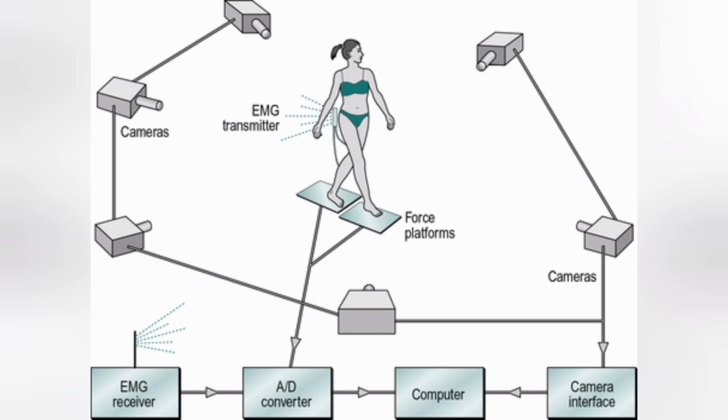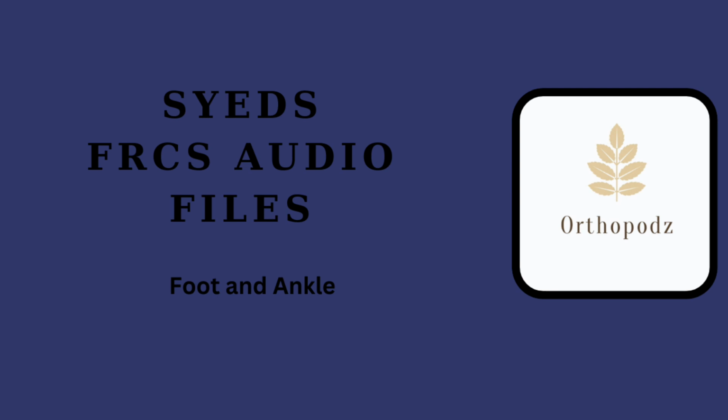First is kinetic, which measures the force and energy. This data is taken by the force plate. Then is kinematics, that's the measure of movement of the body segments, and this is measured by the infrared reflective marker.